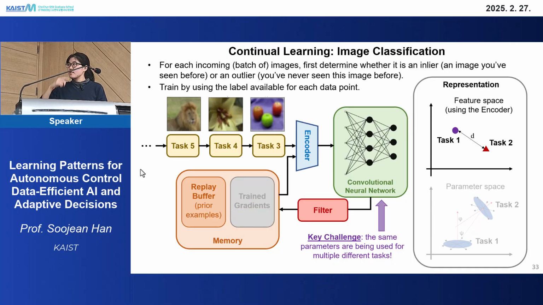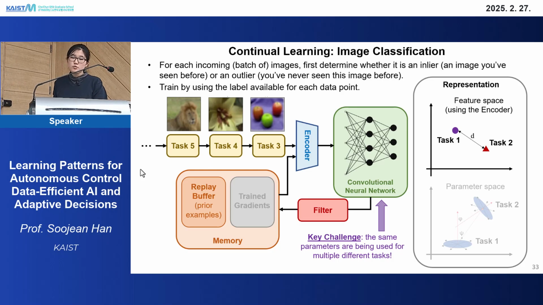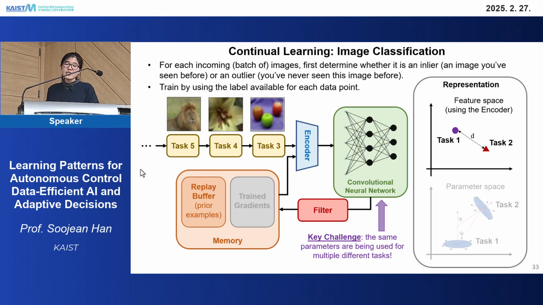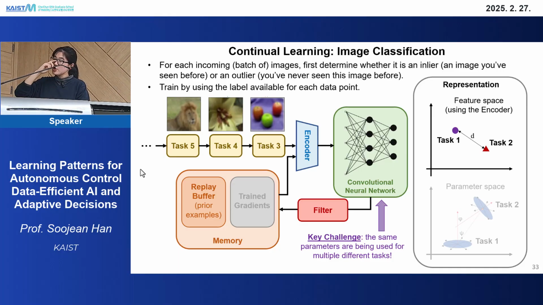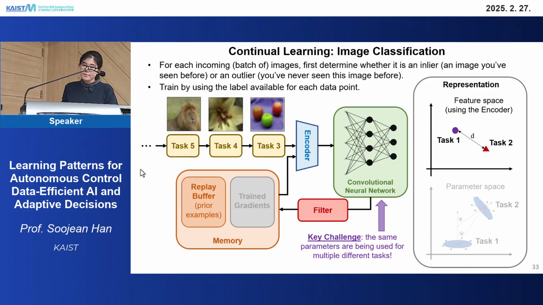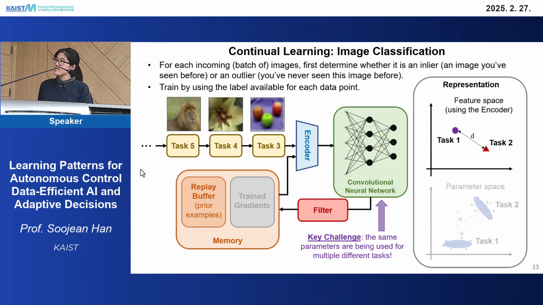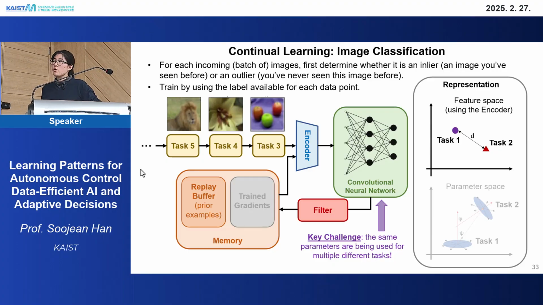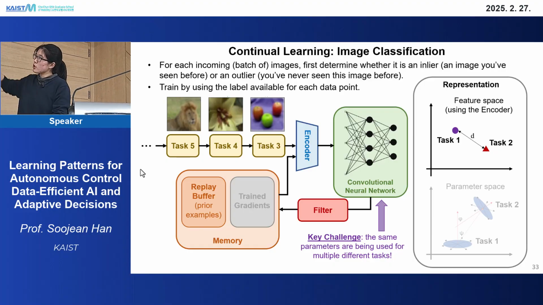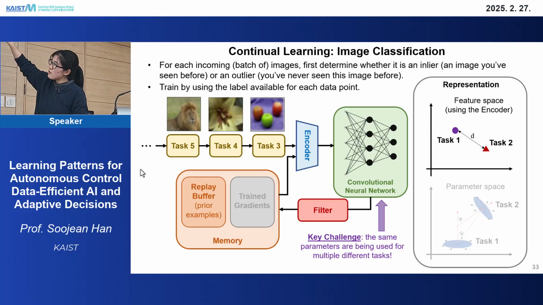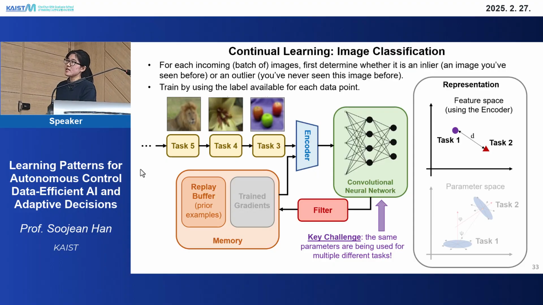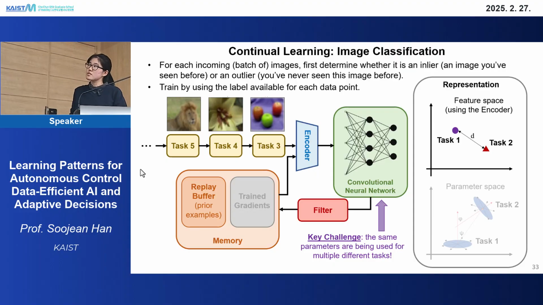Okay, so just a basic example, image classification. This is what most continual learning literature is focused on. We have each incoming task being a batch of images in a single class, so apples, flowers, cats, for example. And then we determine whether it's an inlier, an image that we've seen before, or an outlier, which is an image that we've never seen before. So if it's an image that we've seen before, we would put it on the same point on this feature space. Likewise, the parameter space. But if it's a different task, then maybe we have some kind of distance associated with it.